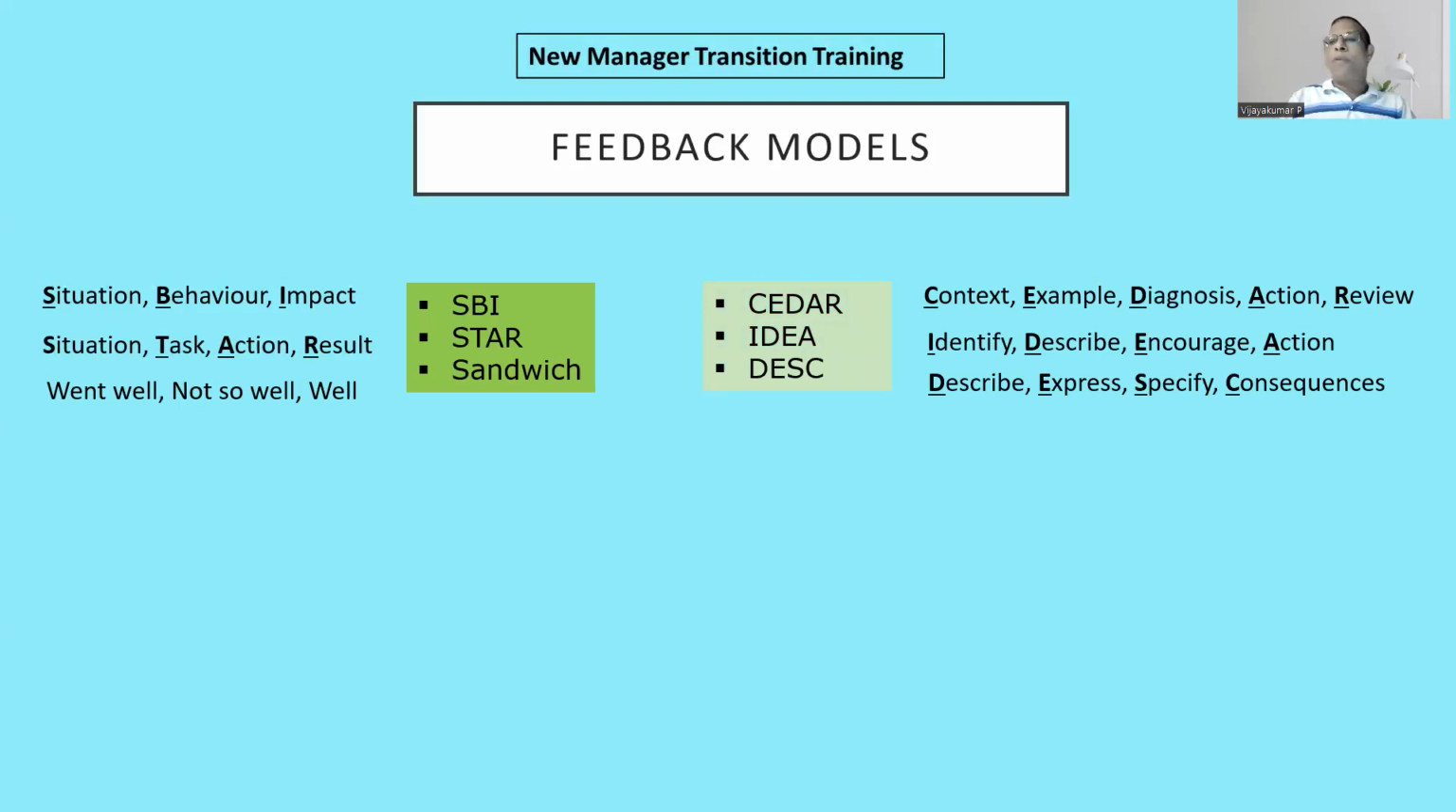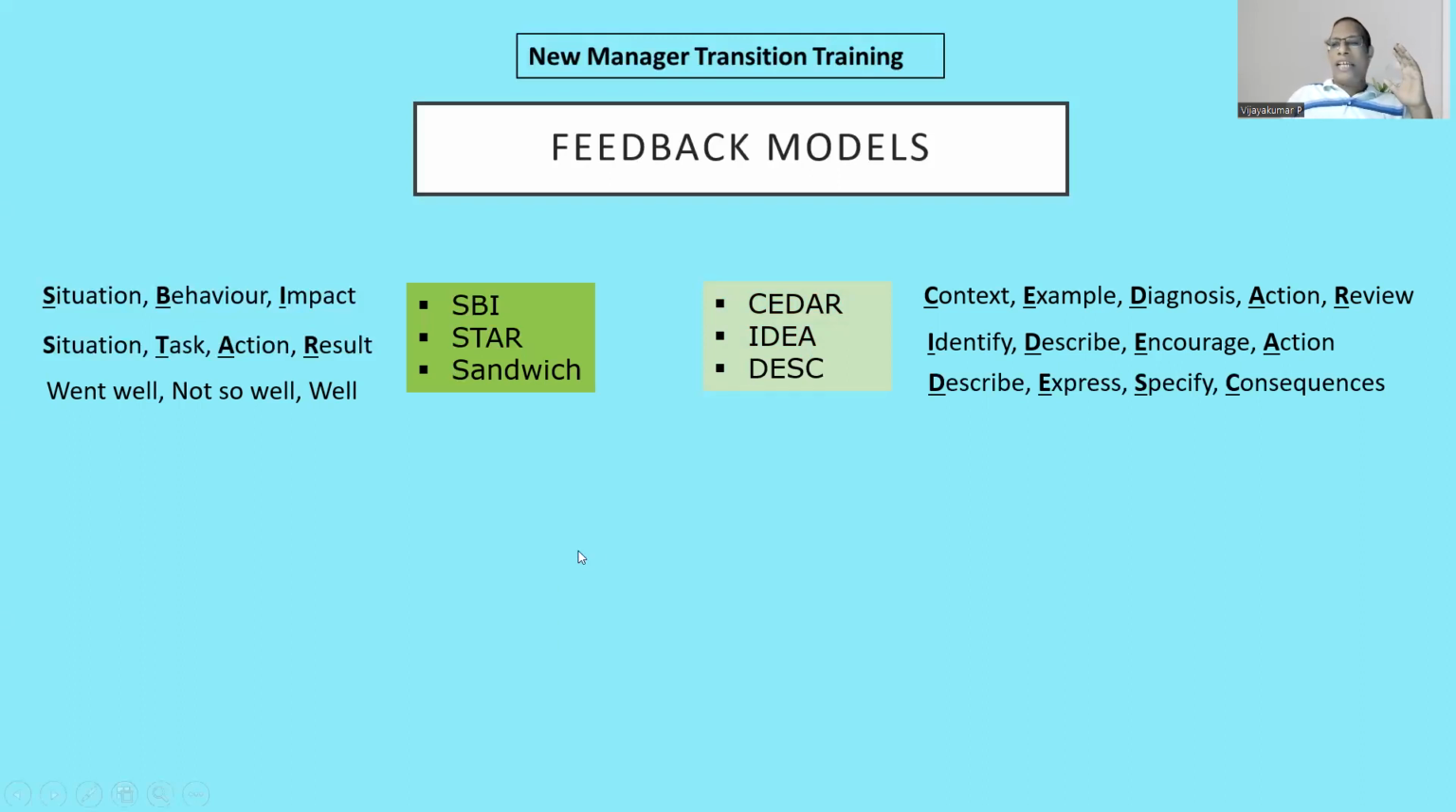So they describe the problem or the problematic behavior, and then they express what happened and why it happened. Again, they give specific examples, and then what the consequences are, and then how it can be improved. So these are two sets of feedback models.